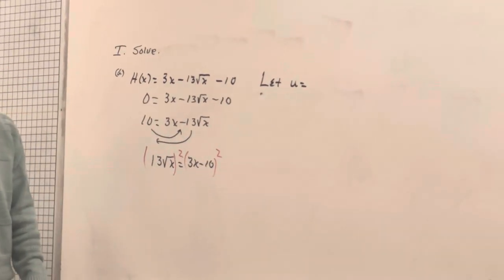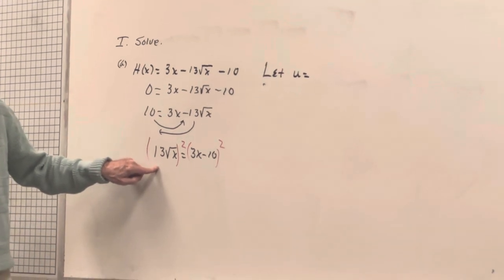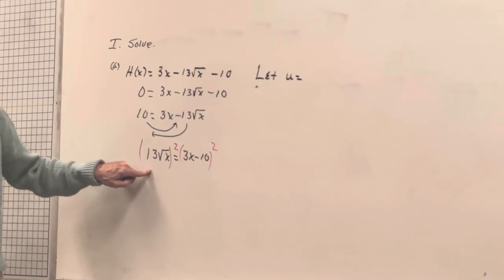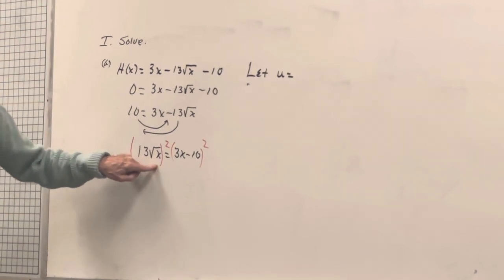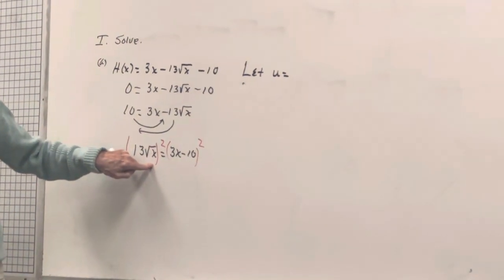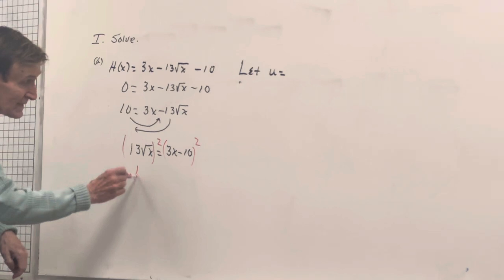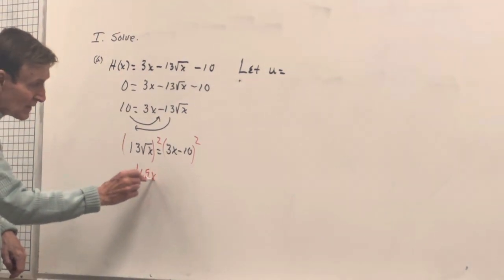Oh my goodness. Now this, 13 squared is 169. 13 times 13. Square root x squared, yes, that does eliminate that square root. So this is 169x. Are you kidding?